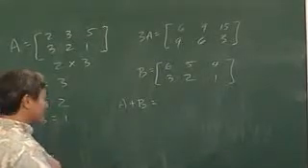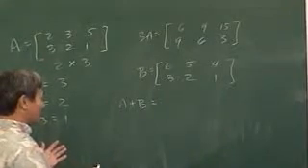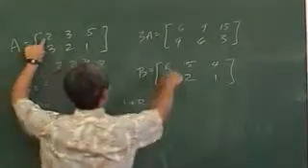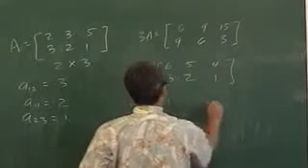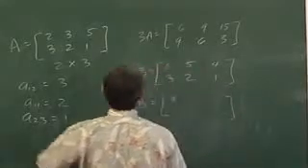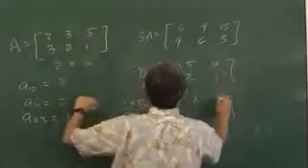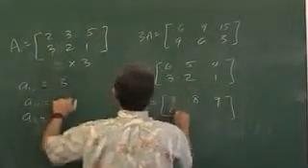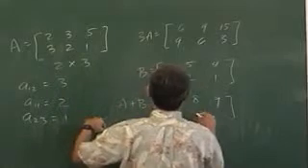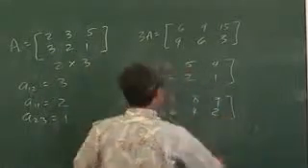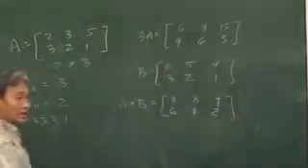So to add two matrices together, you just simply add the corresponding elements. So 2 plus 6 is 8. No, I was looking at 3. 3 plus 5, 8. 5 plus 4, 9. 3 plus 3, 6. 2 plus 2, 4. And 1 plus 1, 2. And that's how you add matrices together.